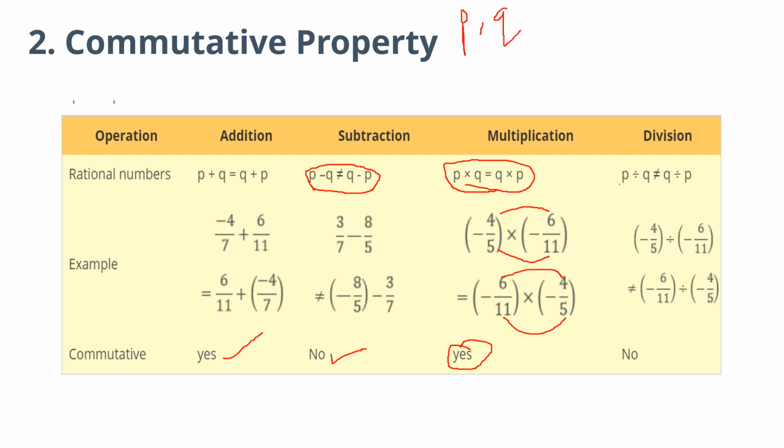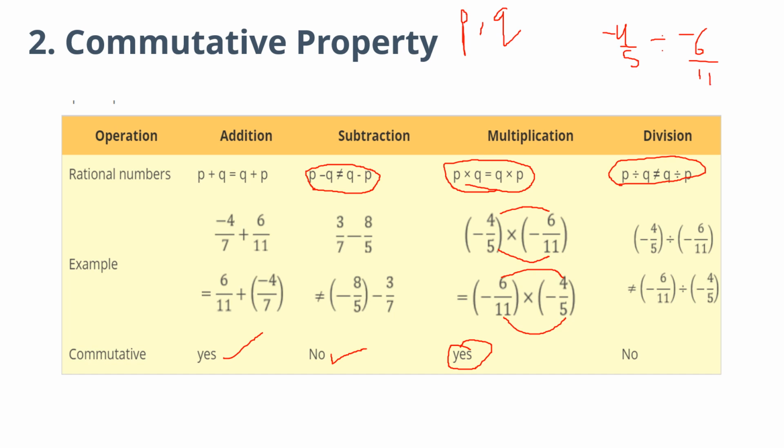Suppose you carry out the division now, P divided by Q and Q divided by P. Then you are not going to get the same answer. You can see here minus 4 by 5 divided by minus 6 by 11. How will you carry out the division?